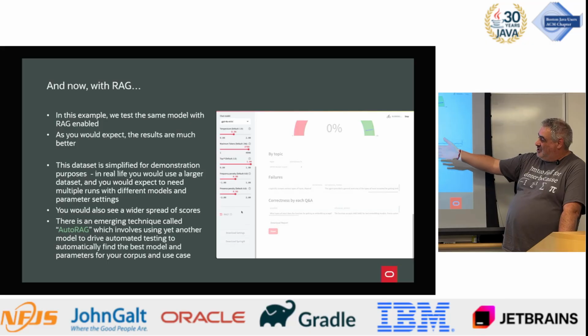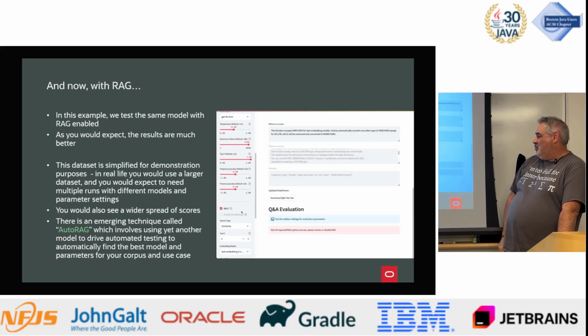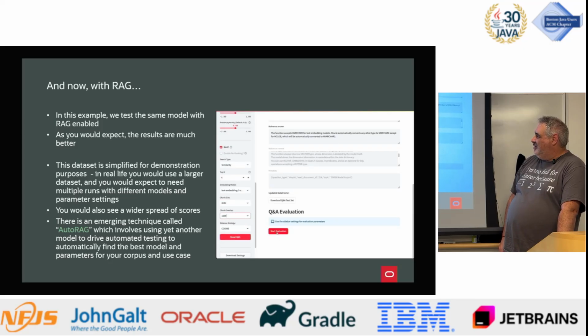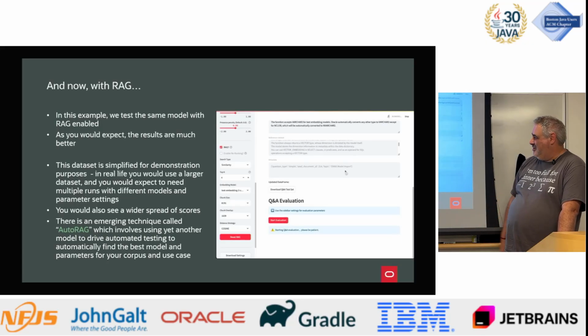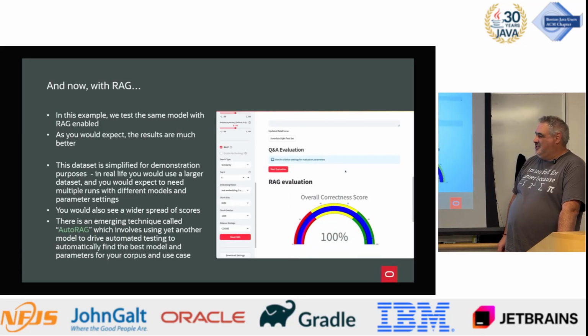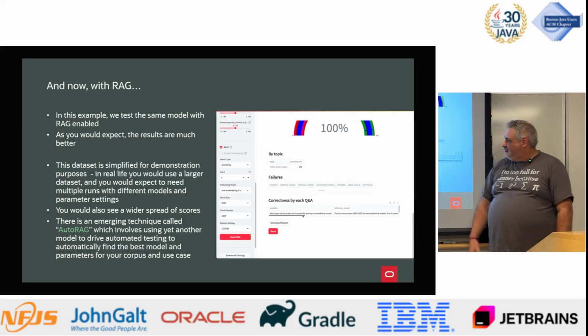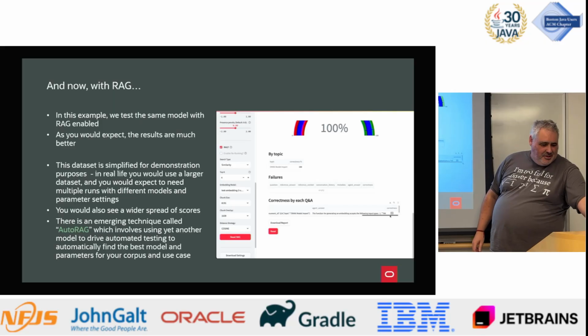Here's the same thing. We turn on RAG, so now it has access to the private corpus of information. I'm going to run it again, and this time it will do better. In real life, you would never do this with one question. You would do it with like 1,000 questions, but it takes a long time. So that's an example of the evaluation piece.